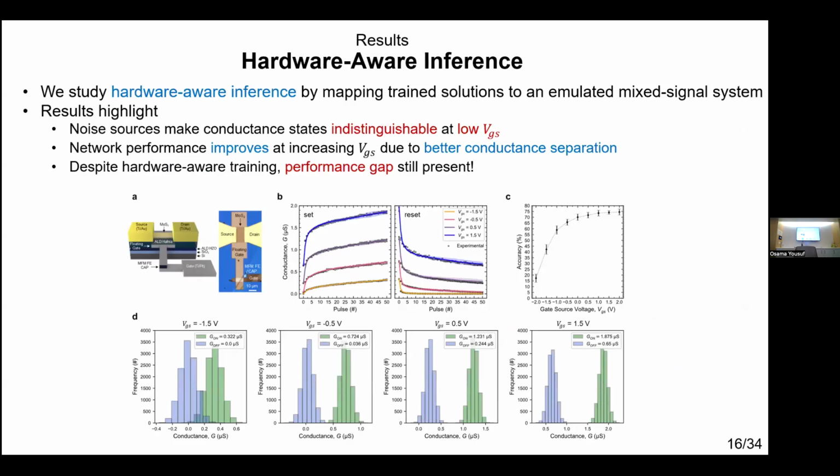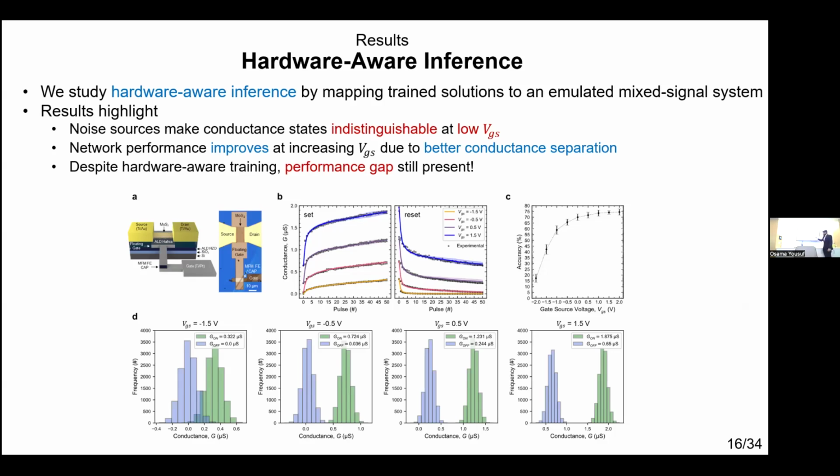We also take a hardware-aware trained solution and deploy it to these emulated mixed signal systems using a hardware-aware inference methodology. So again, an optical image of our actual fabricated devices. We use these to actually measure device datasets at increasing levels of gate source voltage. The blue one is at the highest value here, 1.5 volts. One thing I want you to really note is that as you increase your gate source voltage, the dynamic range of your devices increases. It's the same device, but based on what your third terminal is set to, the dynamic range or the behavior of the device changes. The impact that has on the neural network level is as follows.